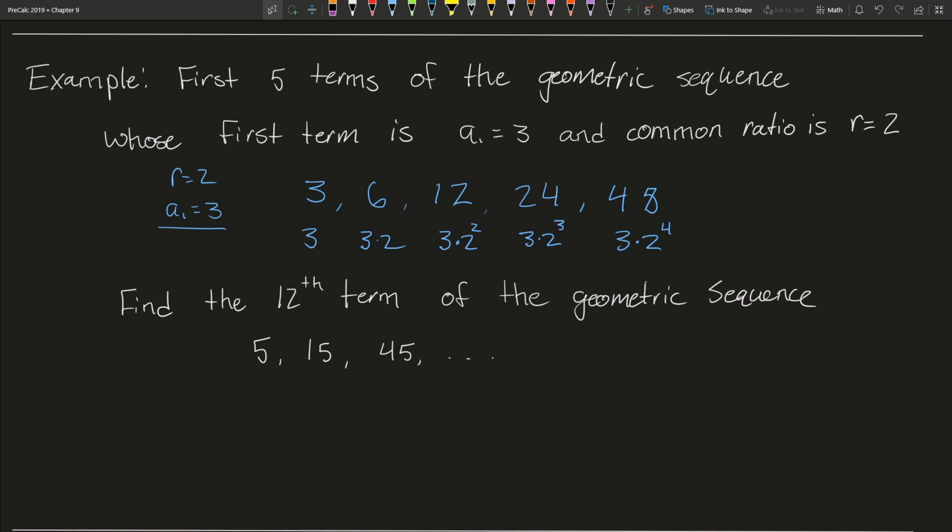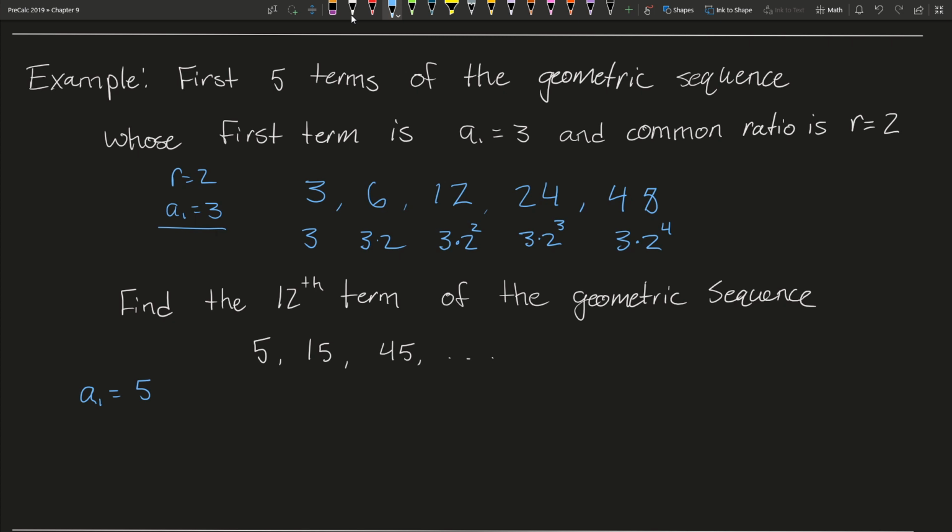All right, the second example, find the 12th term of the geometric sequence given below. Okay, so we're given the first term, so the bottom one would be 15 times 3 to the 12th. Kind of. So we're going to look at that real quick. We're given the first term, and really we're given the pattern. We're not given anything else.